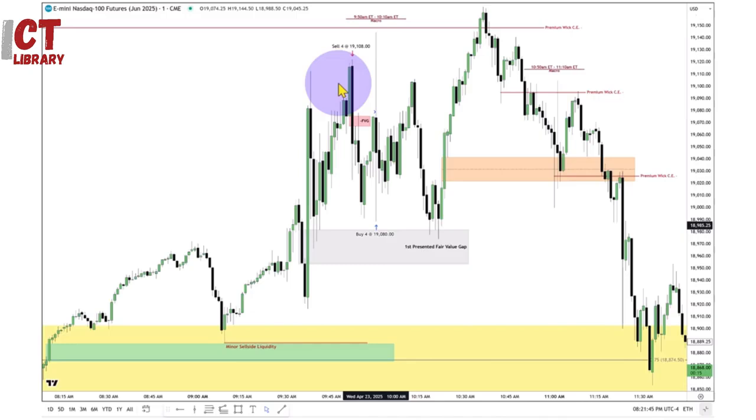So I told everyone once this occurred here, I said, okay, turn your charts off. Trust me. And then it went back and forth, hem and haw, dropped down into the first presented fair value gap, then rallied up to that premium with consequent encouragement, and then started its maneuver back down. This type of thing's going to happen to you.